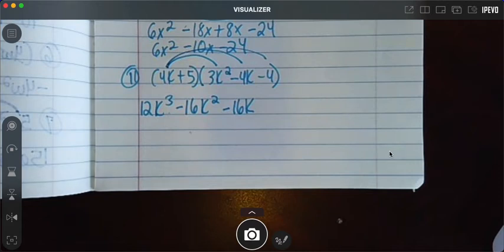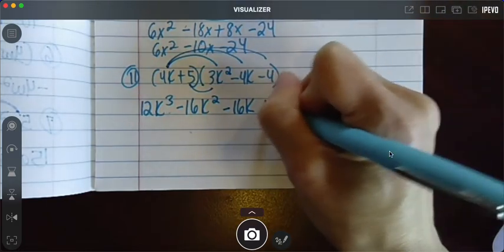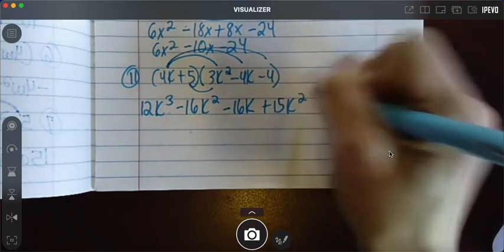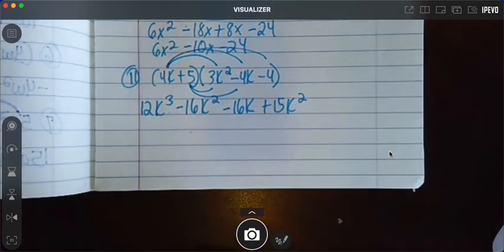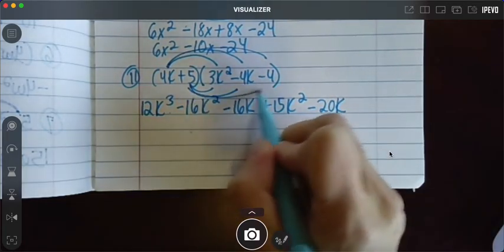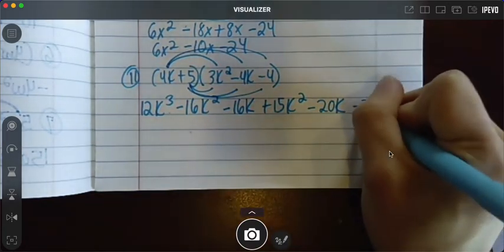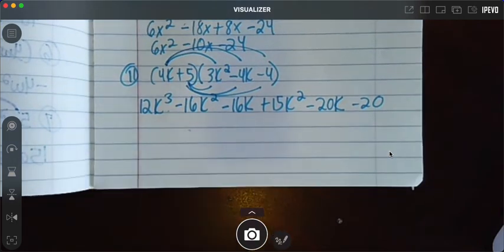All right, then what's next? 5 times 3k squared is 15k squared. 5 times negative 4k is minus 20k. And then 5 times negative 4 is minus 20. And then we just combine like terms.